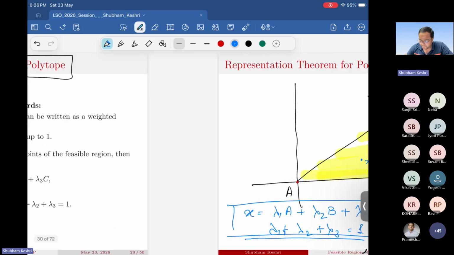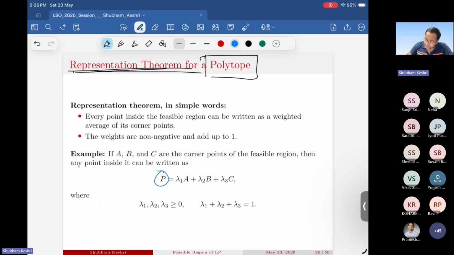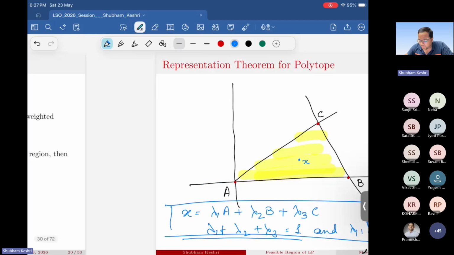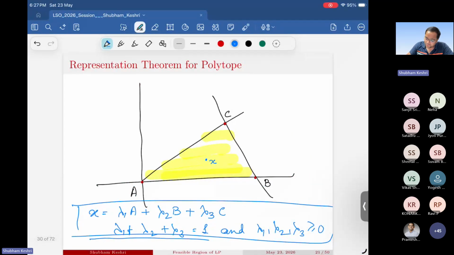Is it clear? So this is what I have said. So a point P can be represented this way, and this way of writing is known as a convex combination of extreme points. Okay. So this is a convex combination. This is a technical term, but it just means this. We will weight all the corner points. These weights sum to 1, and these weights are non-negative. Is it clear? Any doubt? Okay. So I suppose there is no doubt.